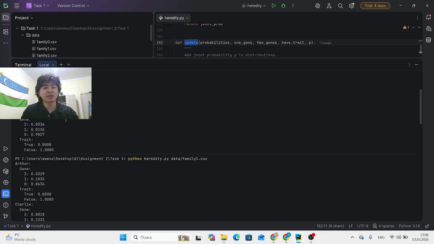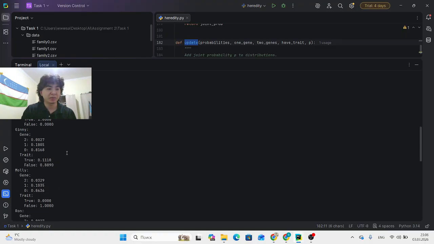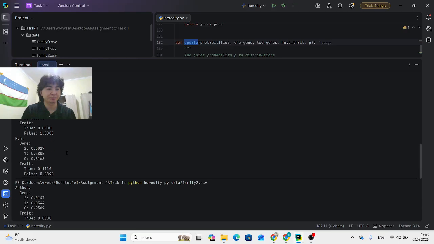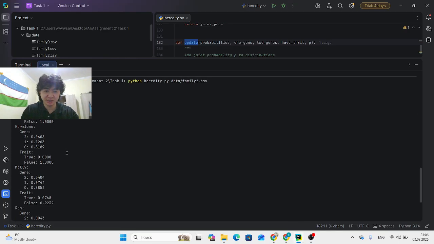And for the next dataset, family 1, I had Charlie, Arthur, and Fred, and you can look at my outputs. And there were Ginny, Molly, and Ron from Harry Potter. And for the third dataset, I used family 2. Here there are also Arthur, Hermione, Molly, and you can look at my outputs.